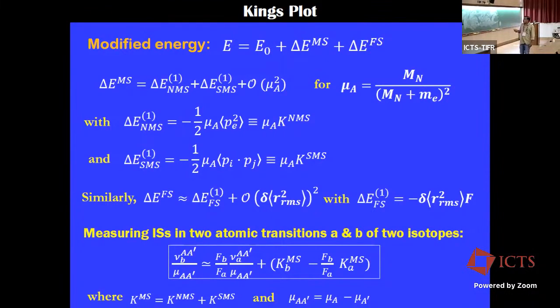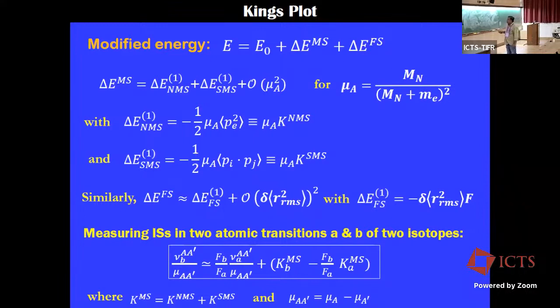Now there is something called the King's plot. If you have two transitions in two different isotopes, and you plot their ratios, then you will end up with one kind of equation like that. If you can measure the isotope shifts in two different transitions in different isotopes, then from there you can actually extract these values, the mass shift constants, field shift constants, and so on.